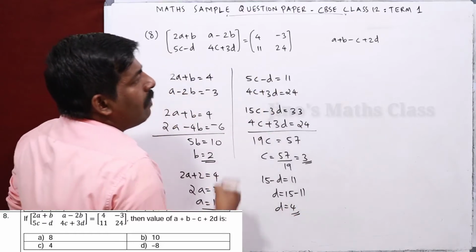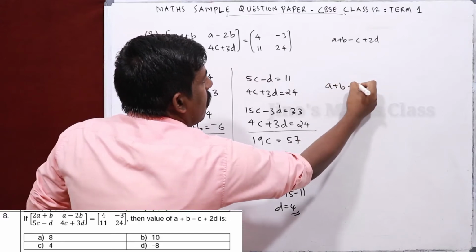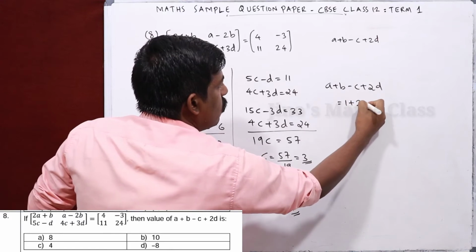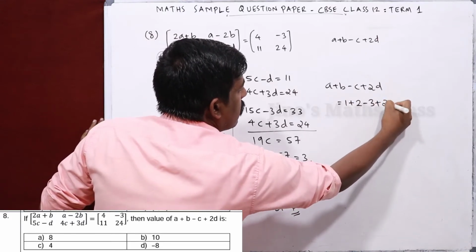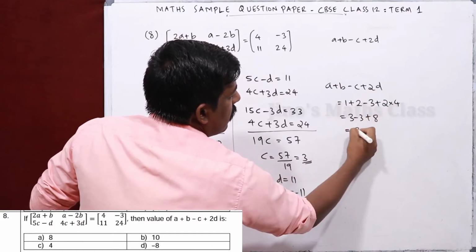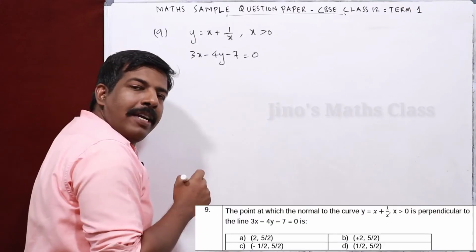So now we can find the value of A + B − C + 2D. So here we can substitute A is 1 and B is 2, C is 3 and D is 4. That means it is 3 − 3 + 8, so we will get it as 8. That means option A is the correct answer. Ninth question.